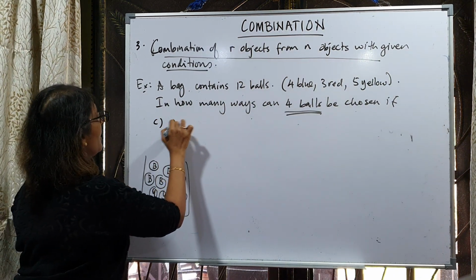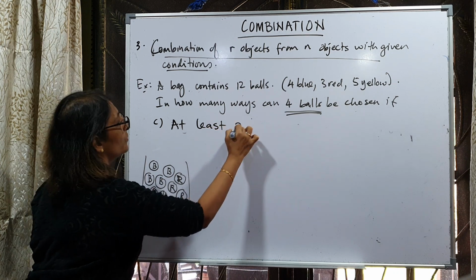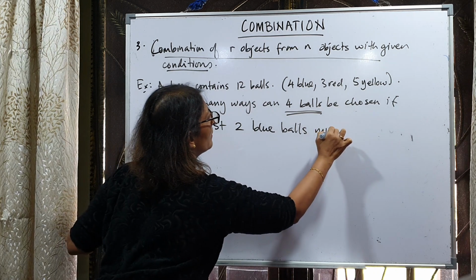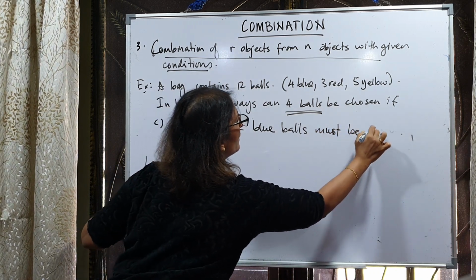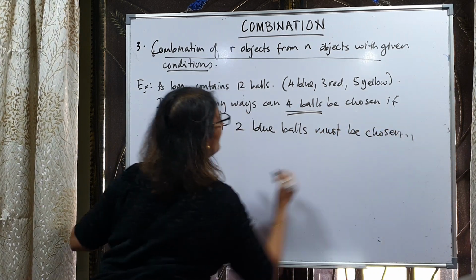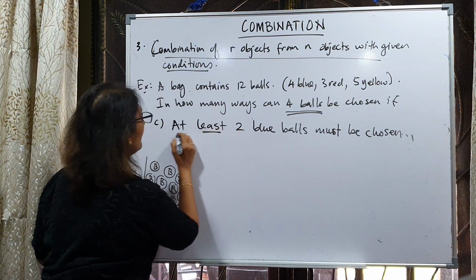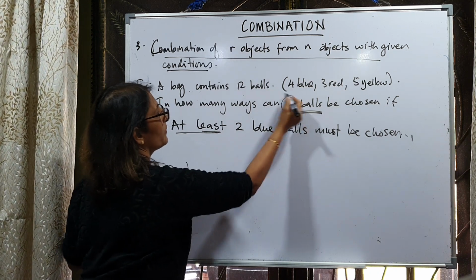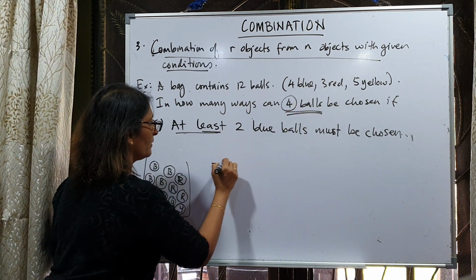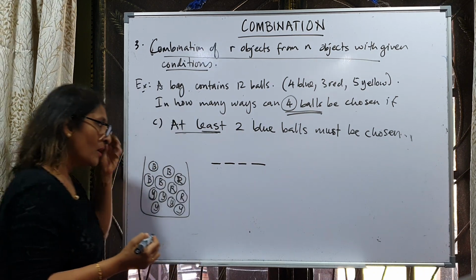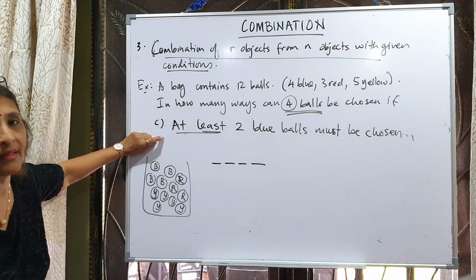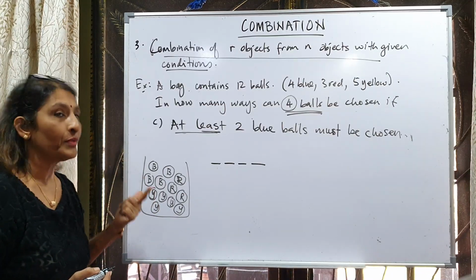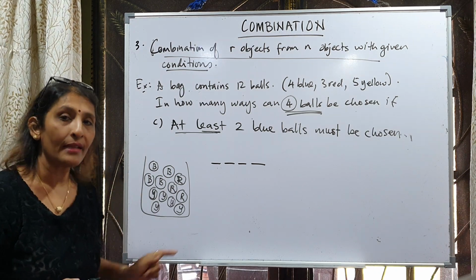Part C. At least 2 blue balls must be chosen. Okay, at least. What does that mean? First we put the dash. How many balls do we want in the question? We want 4 balls. 1, 2, 3, 4. So now your condition you have to set. Once you put the dash, that is step 1. How many you want to choose? Step 2, we look at the condition and we set the conditions.